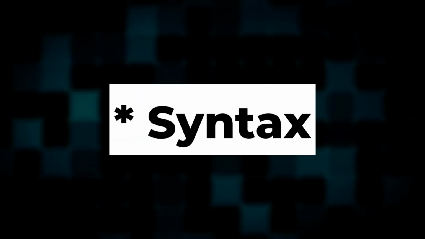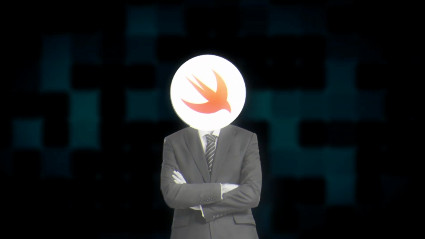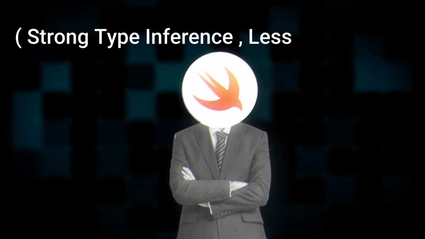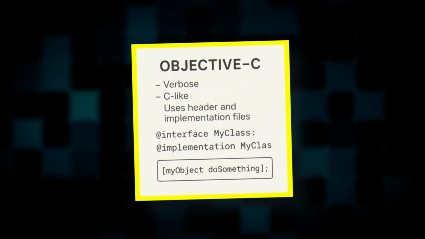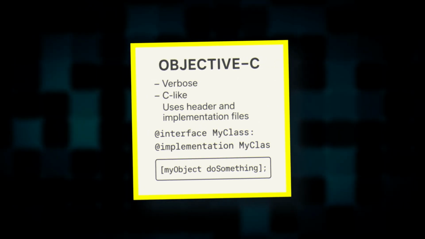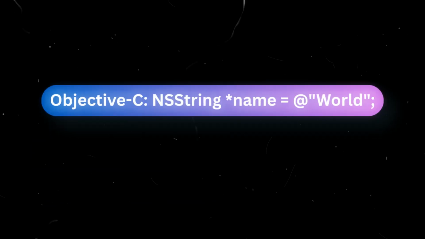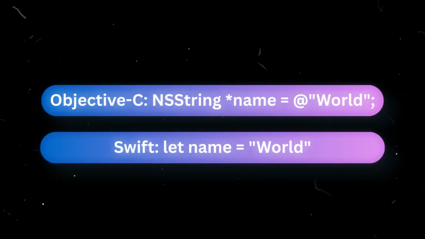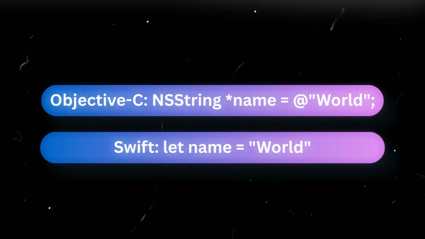Let's talk syntax. Swift is clean, readable, and concise. No header files. Strong type inference, less boilerplate. Objective-C, verbose, C-like. Uses header and implementation files. Square brackets for method calls. Here's an example. Objective-C: NSString name = @"Hello World". Swift: let name = "Hello World". Now imagine writing 1,000 lines of this every day.